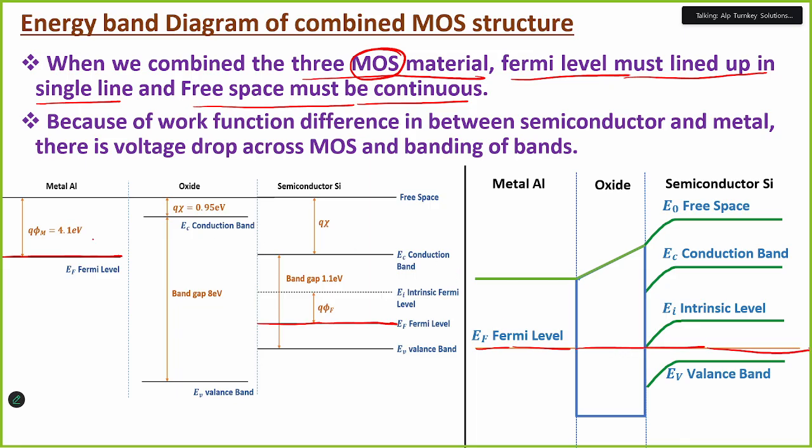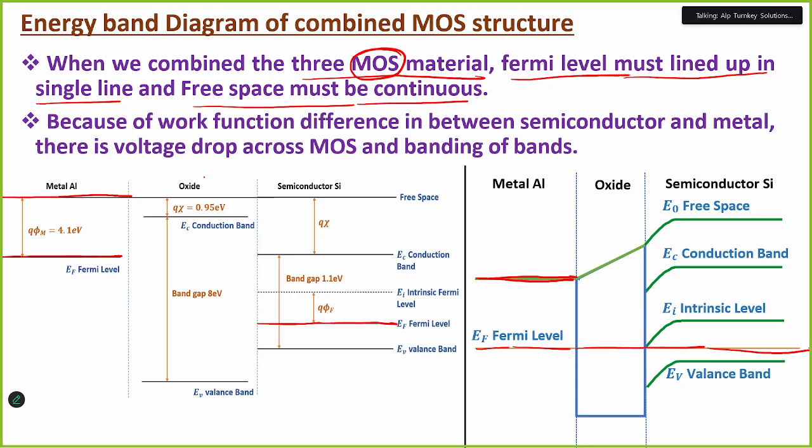So what happens for the metal? Let us consider this is nothing but free space. This is the free space for the metal. Okay, after that.